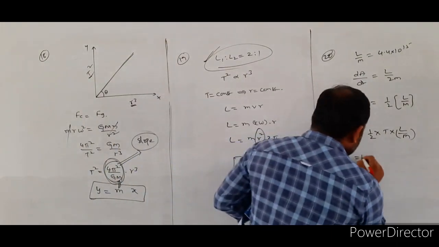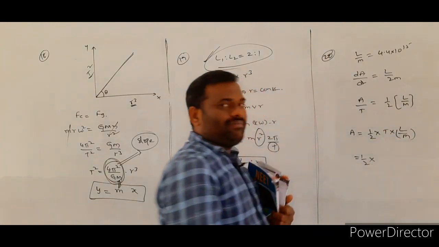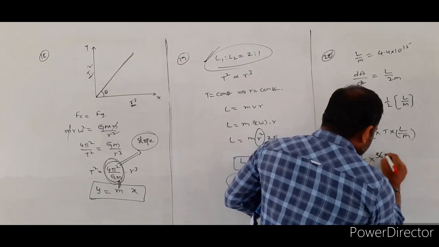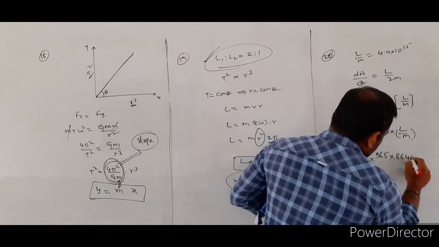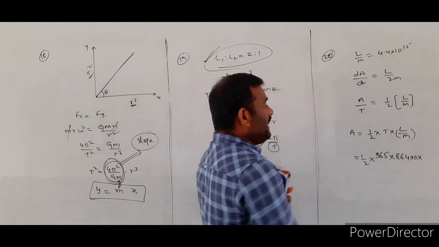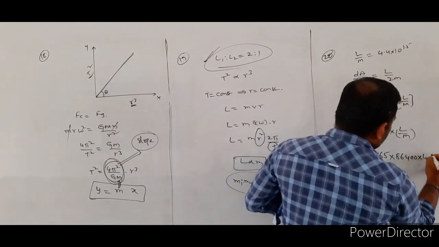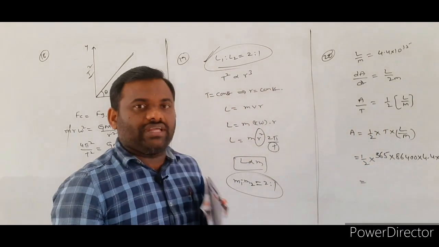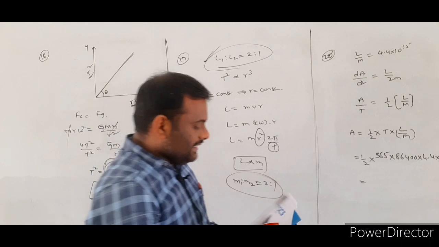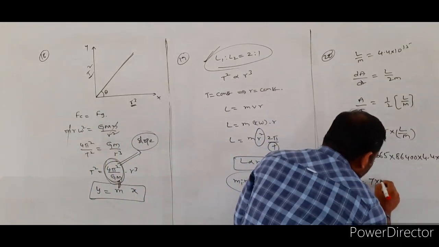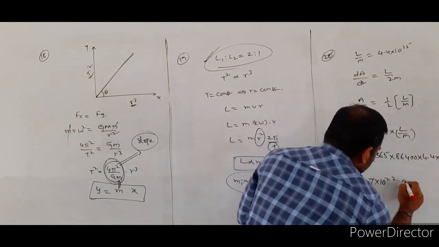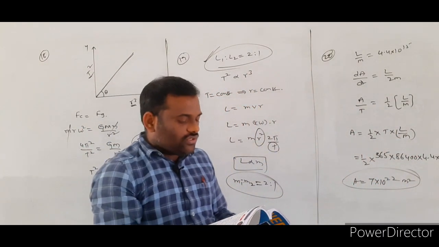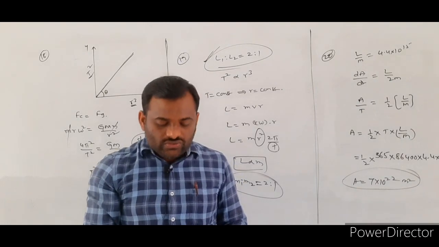So substitute all the values: 1 by 2. What is T? The time period of the Earth, that is 365 days. 1 day is equal to 86,400 seconds, and L by m is given as 4.4 × 10^15. If you simplify, you will get the result 7 × 10^22 meter square. So that is the numerical.